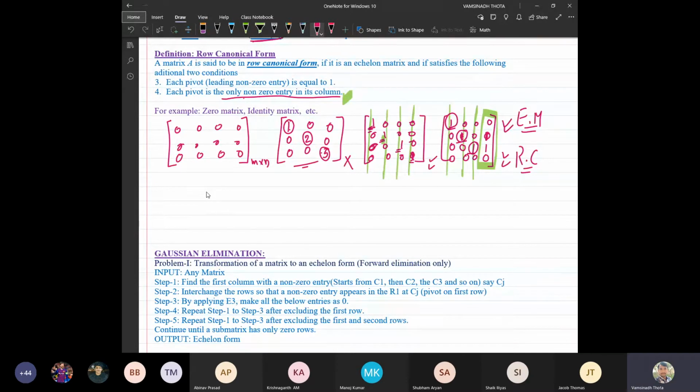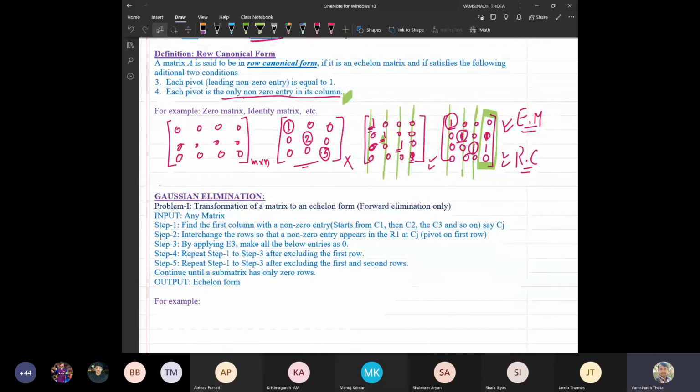Fine. So now we will proceed further. What is next? The next one is, we have seen what an echelon form is and what a row canonical form is. In the meanwhile, we have also mentioned that every matrix can be transformed to an echelon form, and further every matrix can be transformed to row canonical form also. It can be done only with the help of elementary row operations. Okay.